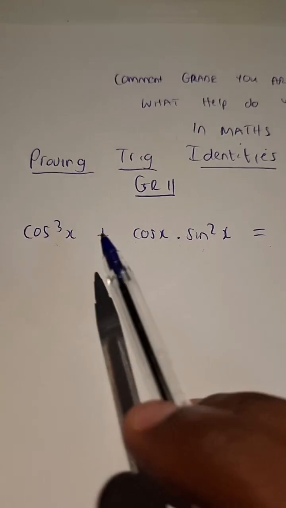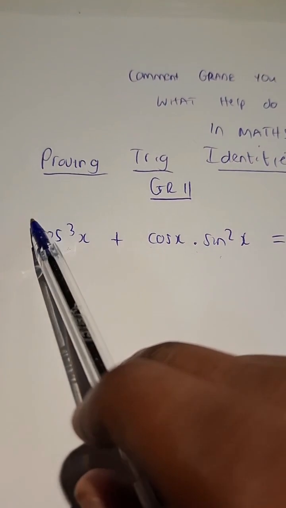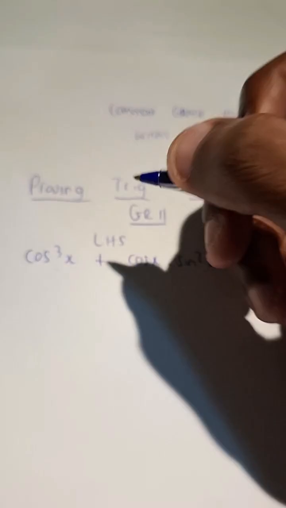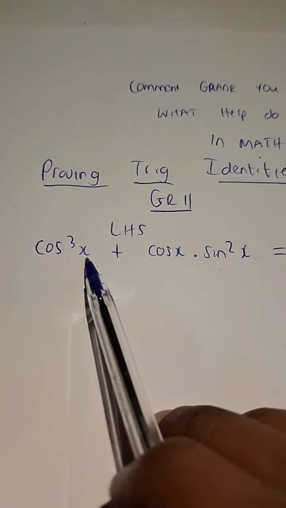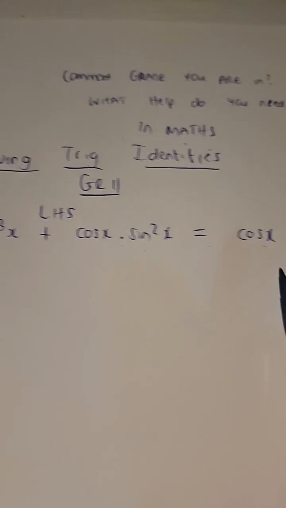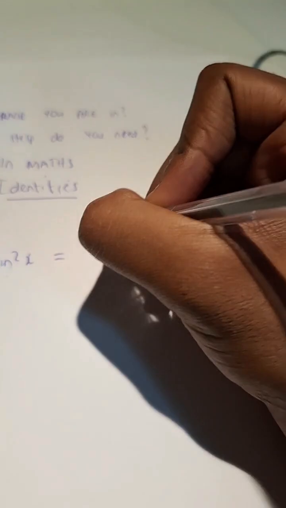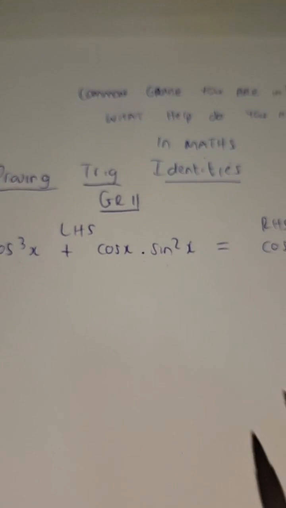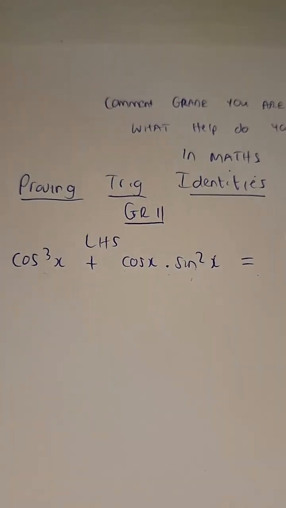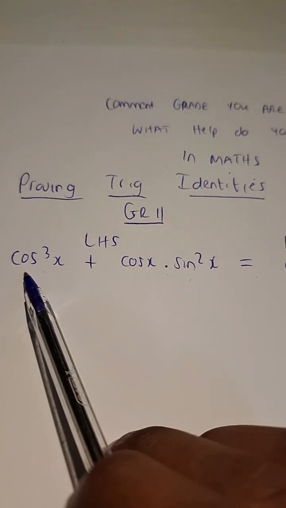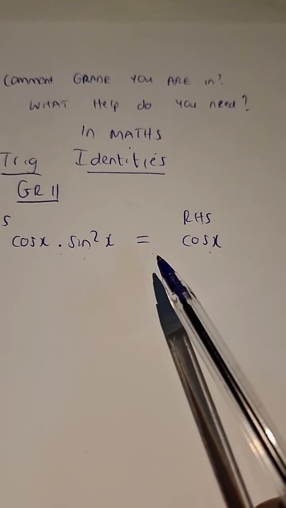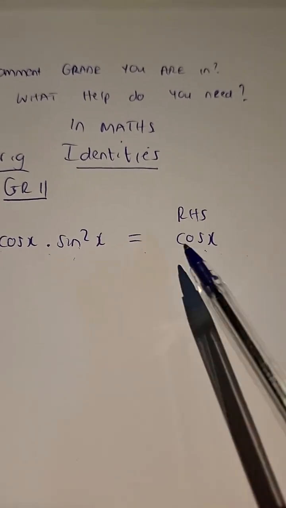Okay, so with trig identities, you always have a left-hand side, right? So this is your left-hand side expression. Then you have a right-hand side expression, and so this is your right-hand side expression. What you are intending to do is take the most complicated side and simplify it so that it is exactly the same as your right-hand side.